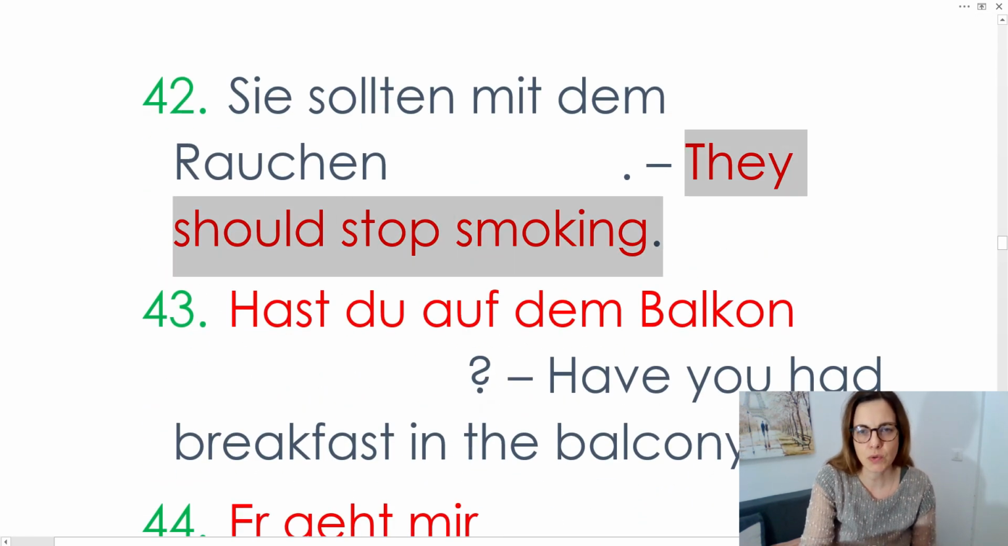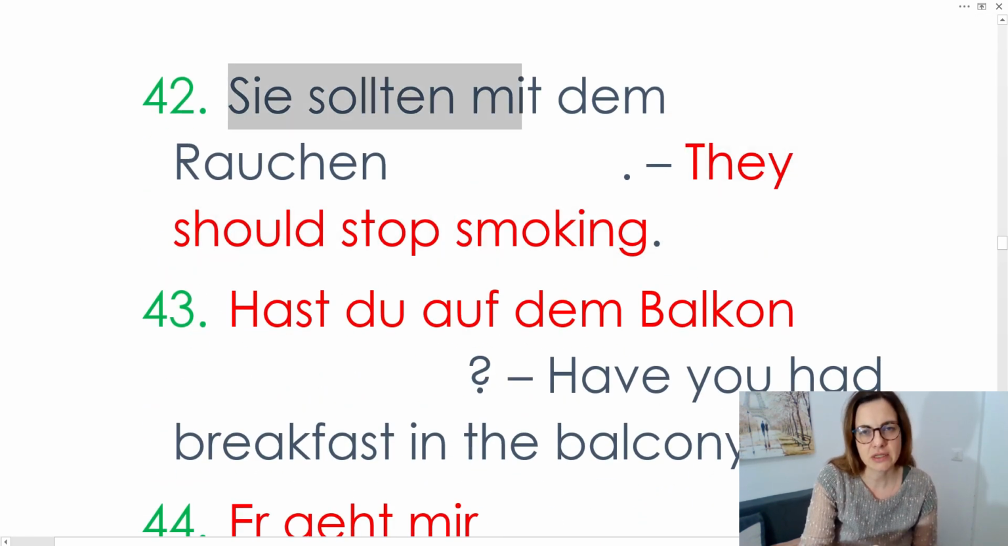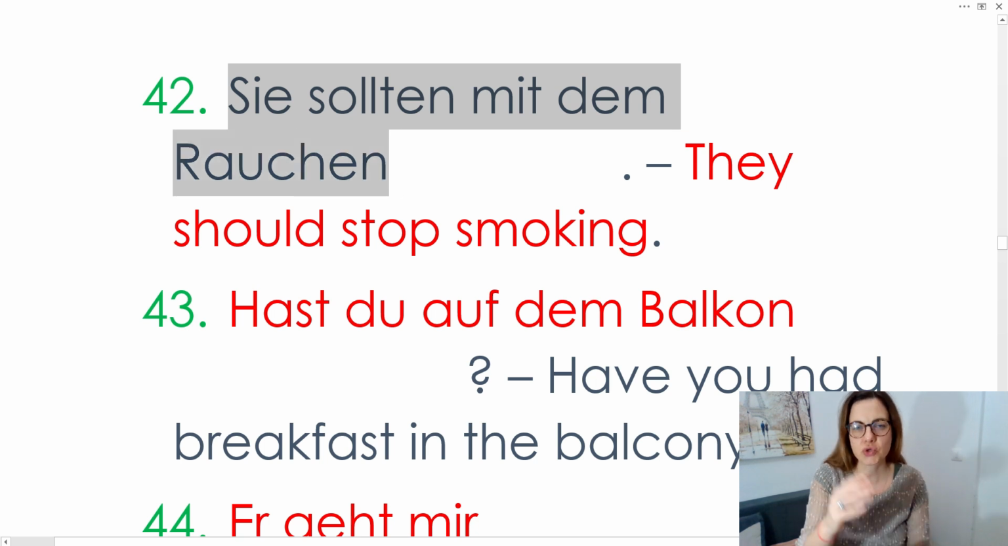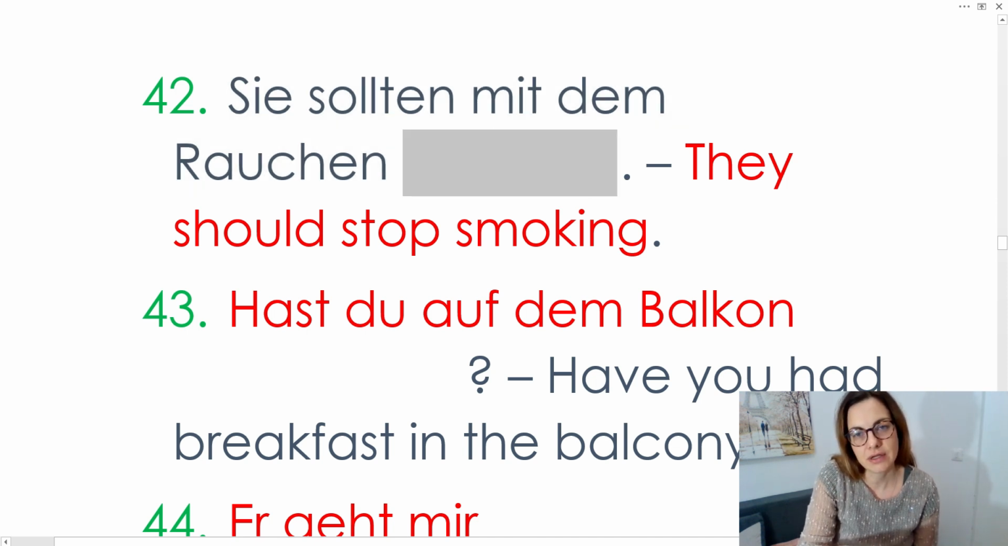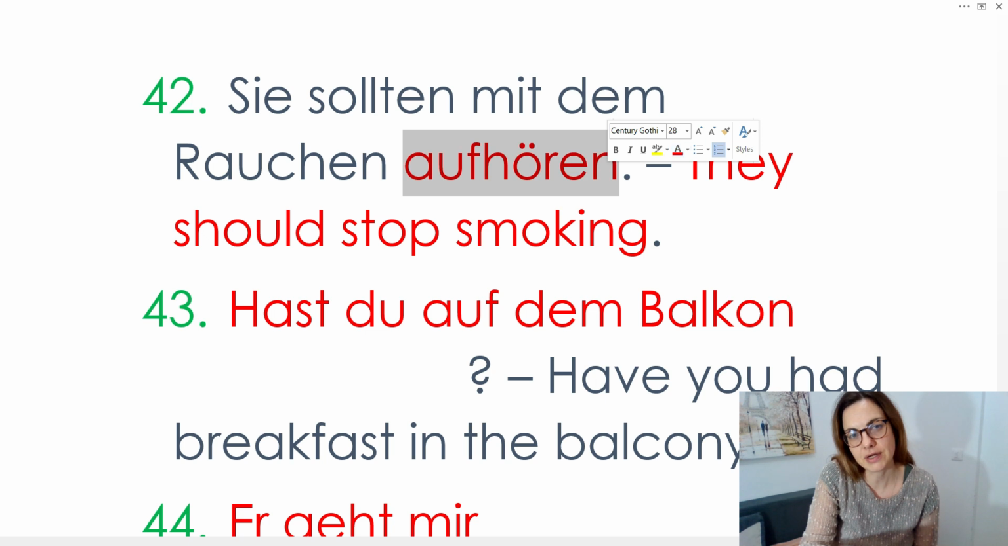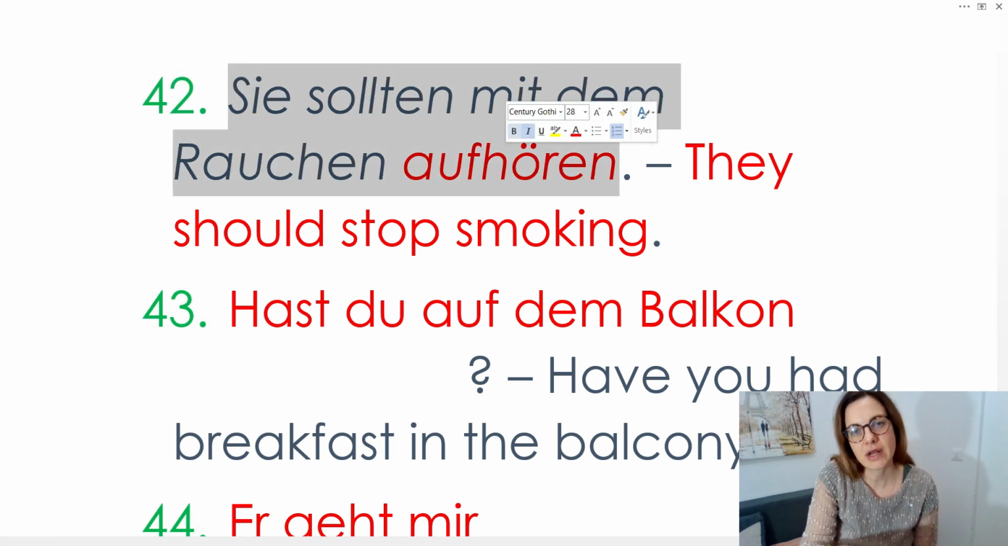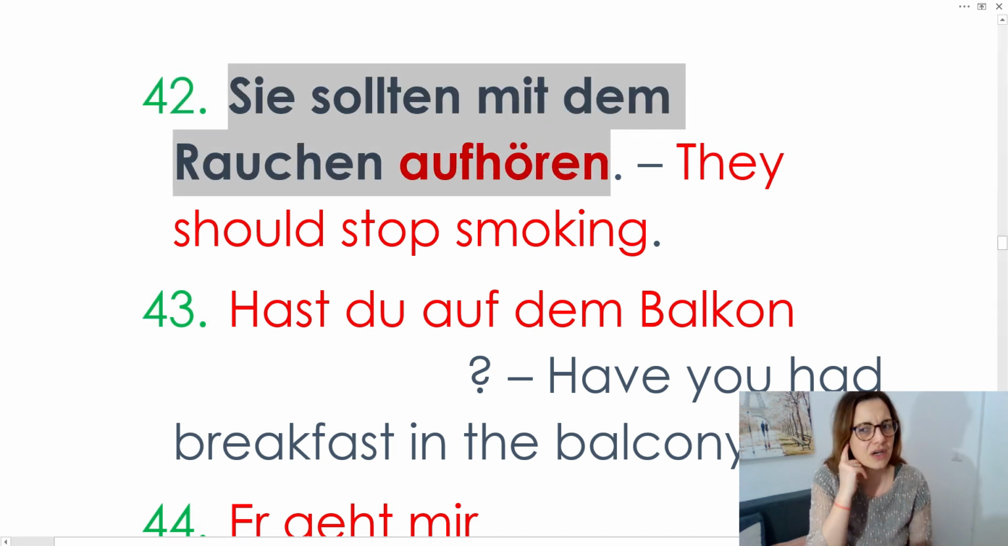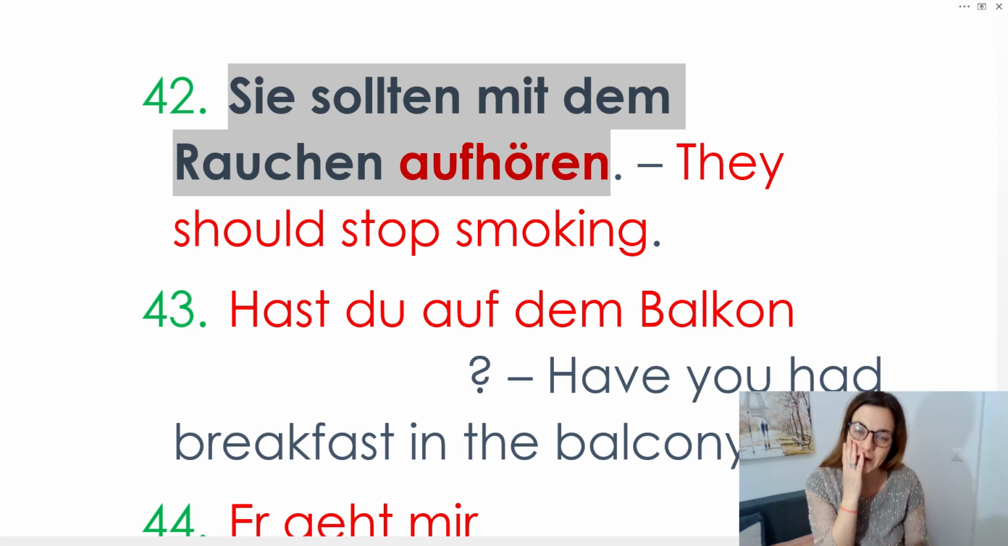They should stop smoking. Sie sollten mit dem Rauchen. So they should mit smoking. And now we need this to stop. In German, aufhören. Sie sollten mit dem Rauchen aufhören. So hören is to listen and to hear something. But aufhören means to stop doing something. Sie sollten mit dem Rauchen aufhören.